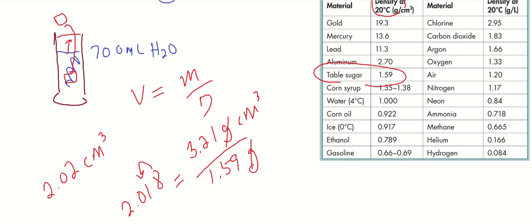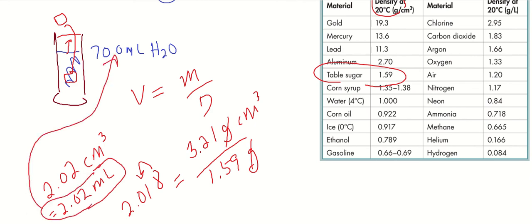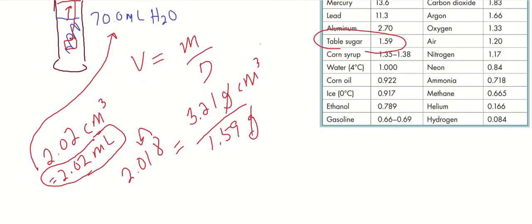Now, that is also going to equal 2.02 milliliters, because milliliters and cubic centimeters are the same. So we're going to take that number and add it to the original volume, which is 70. We can do that, and the final volume is going to be 72.